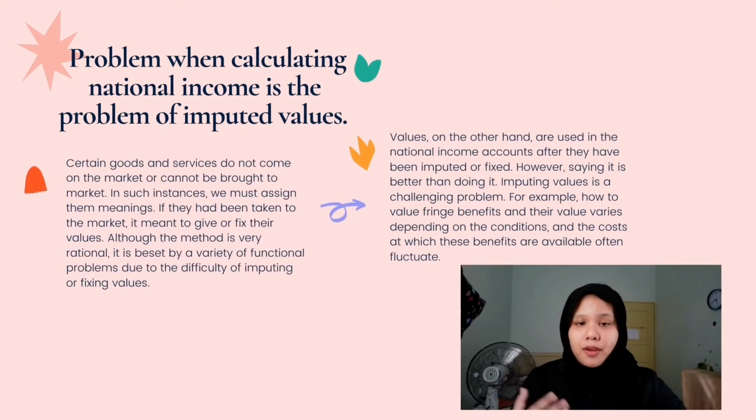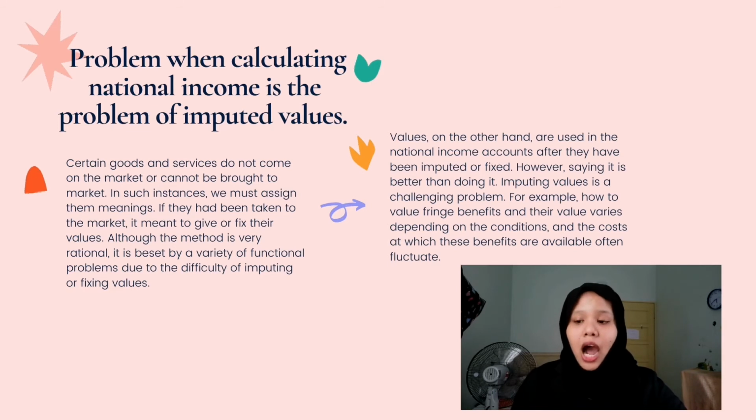Besides that, another problem when calculating national income is the problem of imputed values. Certain goods and services do not come on the market or cannot be brought to market. In such instances, we must assign them values, as if they had been taken to the market, that is, give or fix their values. Although the method is very rational, it is beset by a variety of functional problems due to the difficulty of imputing or fixing values. Values are used in the national income accounts after they have been imputed or fixed. However, saying it is easier than doing it, imputing values is a challenging problem.